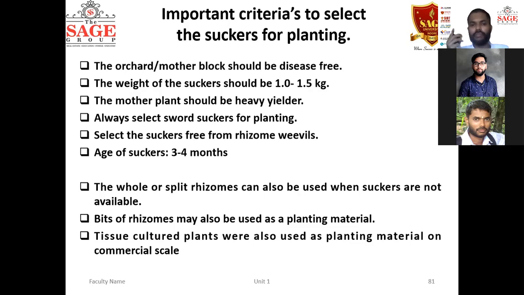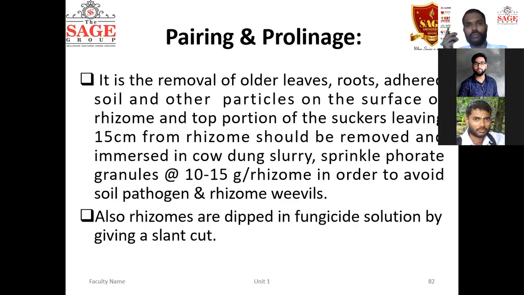Then tissue culture plants are also used for commercial planting, commercial scale. So coming to next, that is sucker treatment operation. So this is nothing but paring, and it is also known as paring as well as pralineage.